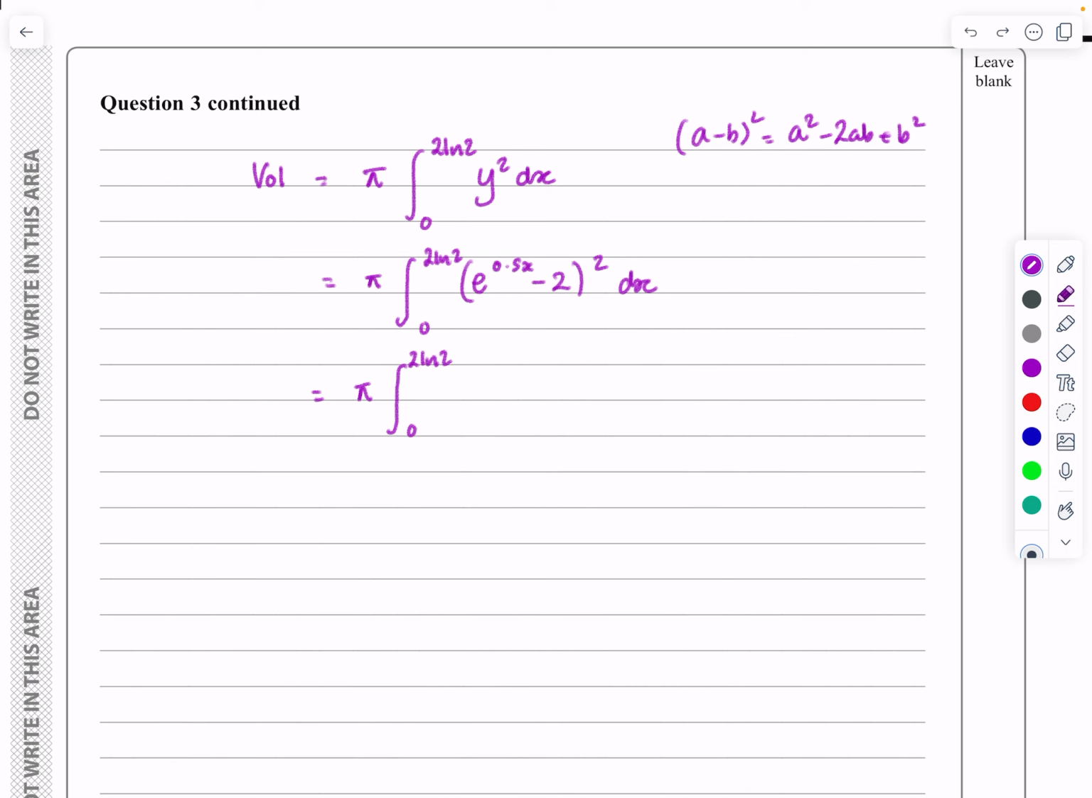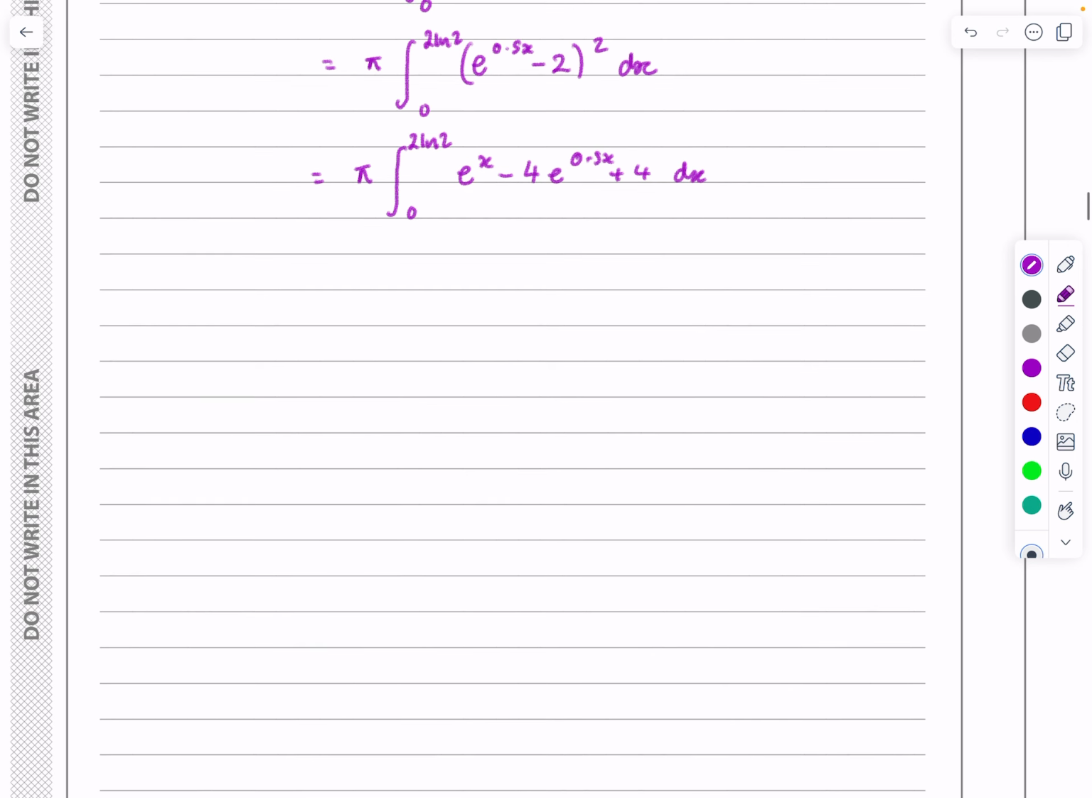It's just thinking about what a squared is, what that first thing squared is. You've got e to the 0.5x times e to the 0.5x, where you add the powers. So that's going to be e to the x. The rest of it just sorts itself out: minus 4 lots of e to the 0.5x plus 4 dx. So it's that thing that I've actually got to integrate. When I do that, this obviously is going to change to a square bracket now. I'm going to be doing something between the limits of 2 log 2 and 0.